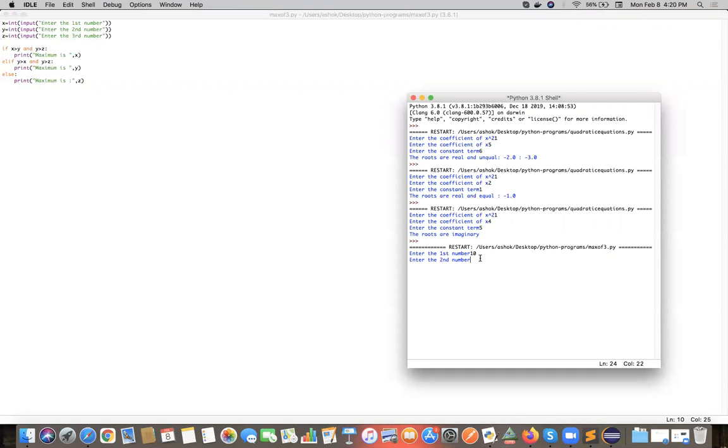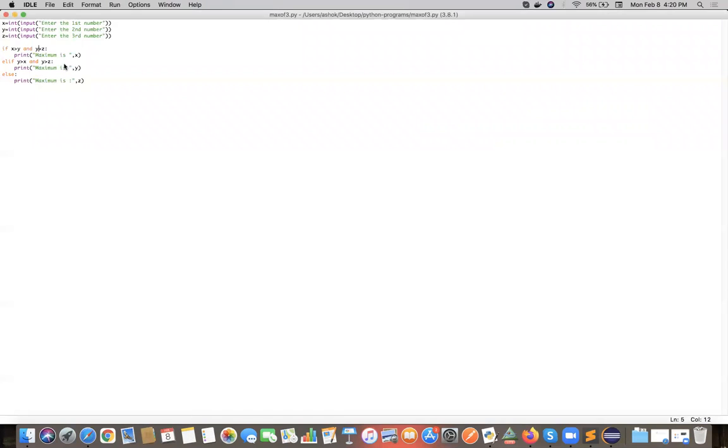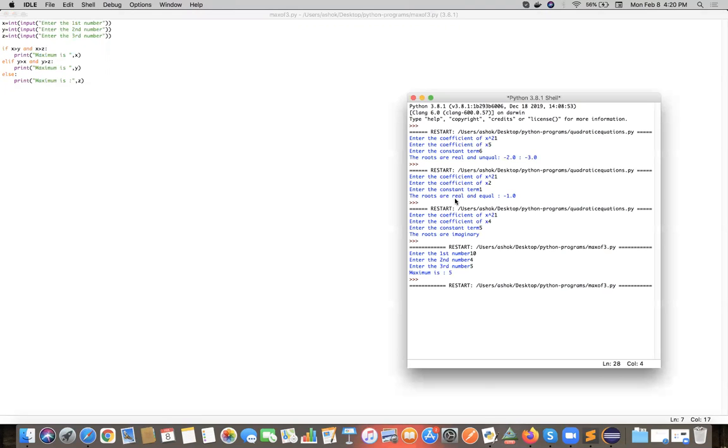First number 10, 4, 5. So what went wrong here is if x is greater than y. Oh, here the condition is wrong. So x is greater than y and x is greater than z. So this is a normal way. Let me say I put that condition wrongly. Then let's go 10, 4, 5.